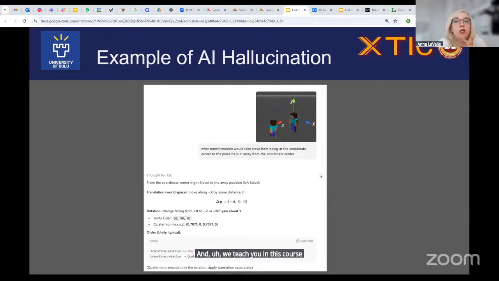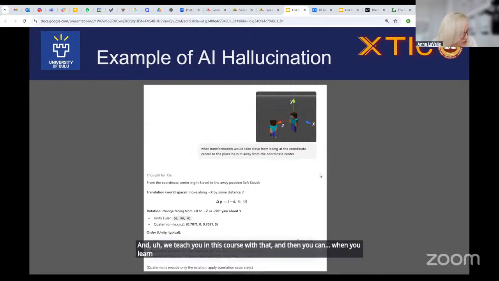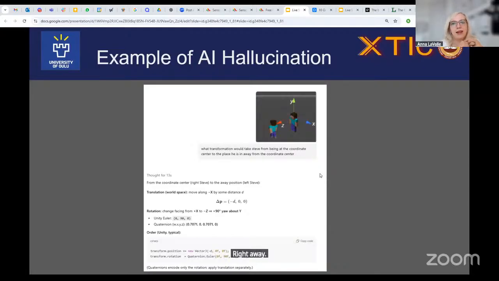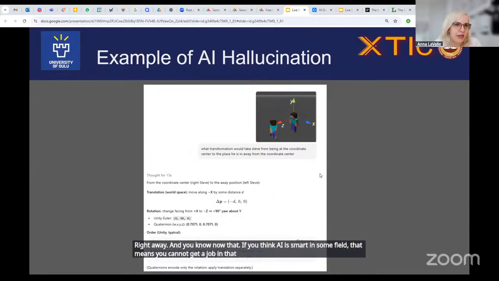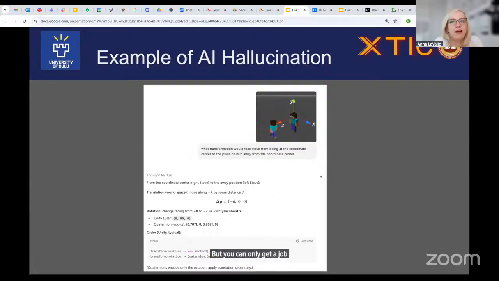And when you learn that, you learn quaternions. It's a little hard, yes, but then you outperform AI right away. And you know now that if you think AI is smart in some field, that means you cannot get a job in that field because AI is better. But you can get a job in something where you see that AI is dumb. And this is your opportunity.